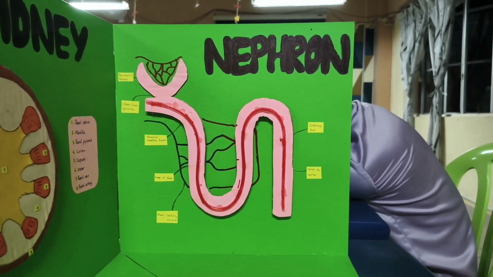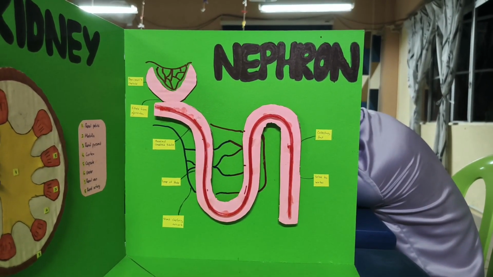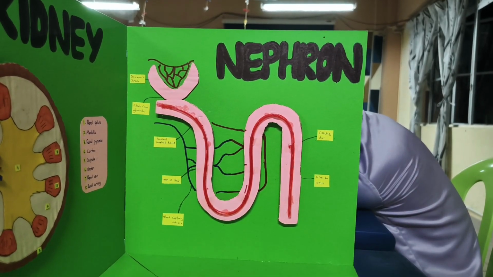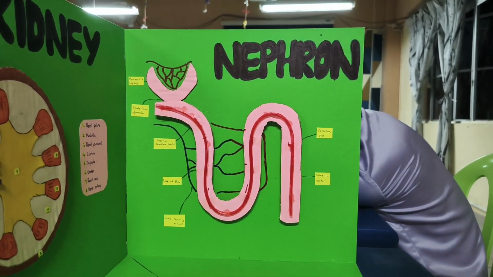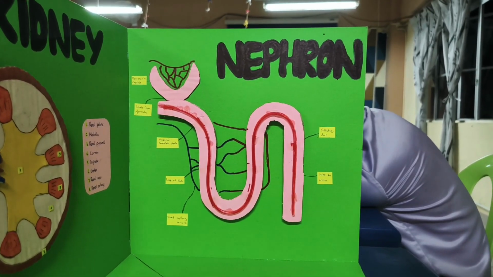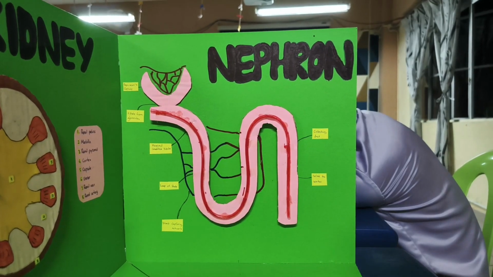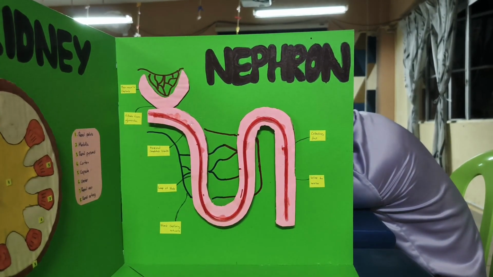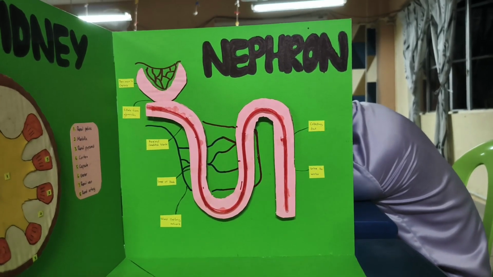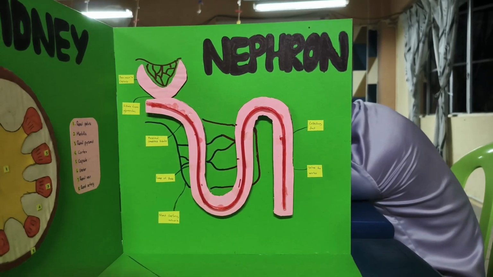Ultrafiltration in the Bowman capsule. Blood entering the glomerulus is under high hydrostatic pressure because the diameter of the afferent arteriole is larger than the diameter of the efferent arteriole. This pressure causes ultrafiltration to occur, that is, fluid seeps through the walls of the glomerulus capillaries into the cavity of the Bowman capsule. Second, the fluid that enters the Bowman capsule is known as the glomerular filtrate.